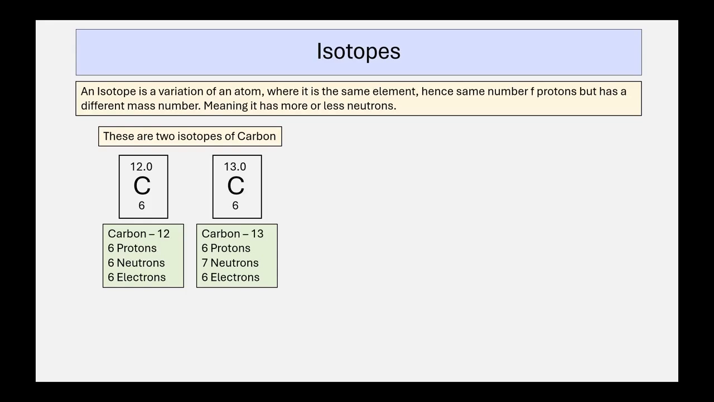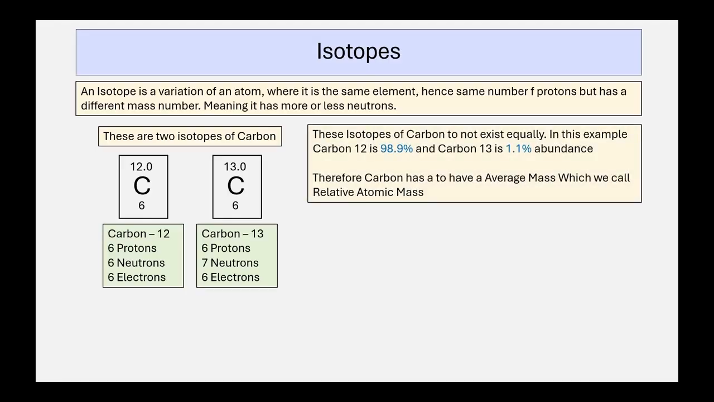Now, in reality, this has next to no effect. It would just change the weight. In chemistry, we mostly talk about charges, and neutrons don't have a charge, so this doesn't really make a difference. But you still need to know how to find this out and use this, because you'll need to calculate stuff with it later. These isotopes in carbon do not exist equally. In this example, carbon-12 is 98.9% of carbon globally, and carbon-13 is 1.1%. So they're not equal in abundance.